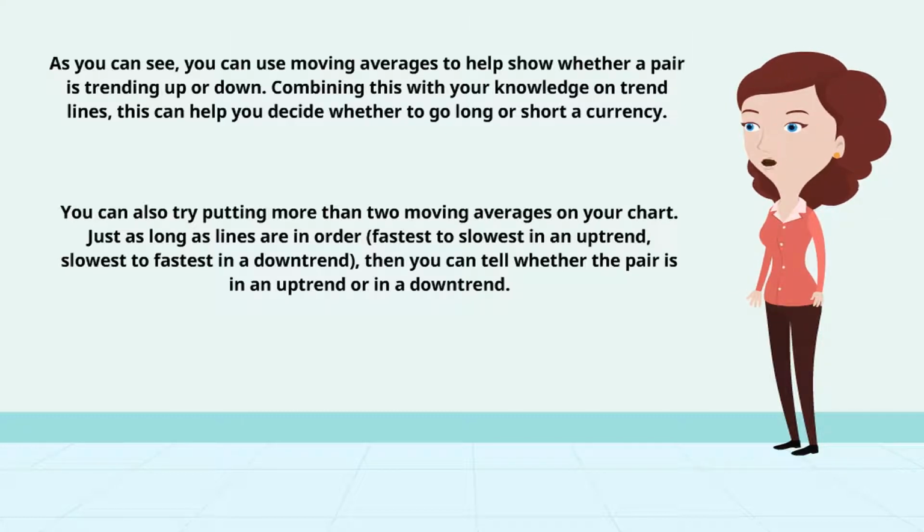Combining this with your knowledge on trend lines, this can help you decide whether to go long or short a currency. You can also try putting more than 2 moving averages on your chart. Just as long as the lines are in order, fastest to slowest in an uptrend, slowest to fastest in a downtrend, then you can tell whether the pair is in an uptrend or in a downtrend.